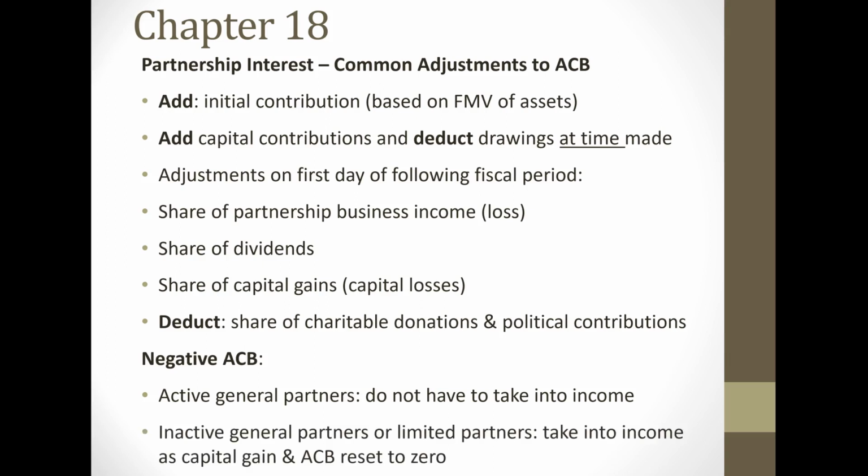However, if they're an inactive general partner or they're a limited partner, if they do have a negative ACB in their partnership interest, they have to take that negative amount into income as a capital gain. 50% would be taxable, and that's going to reset the ACB to 0. So that's what happens if you are an inactive general partner or a limited partner and you have negative ACB.